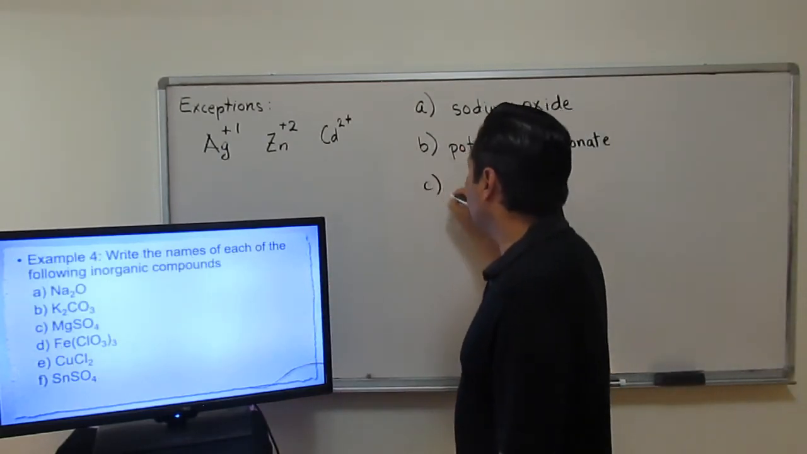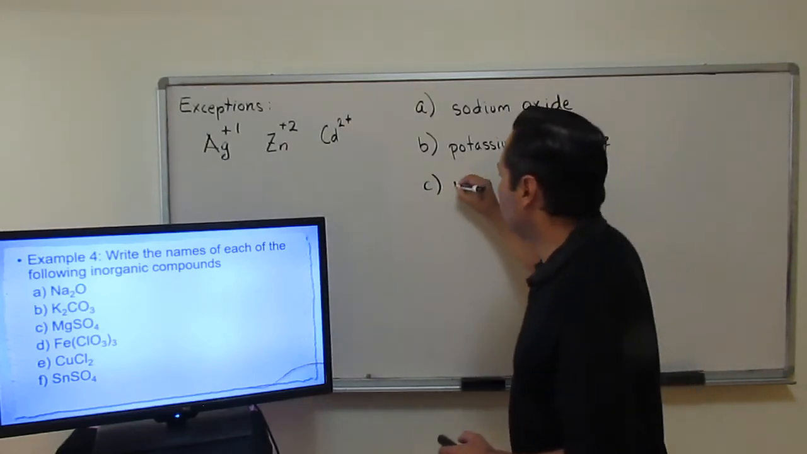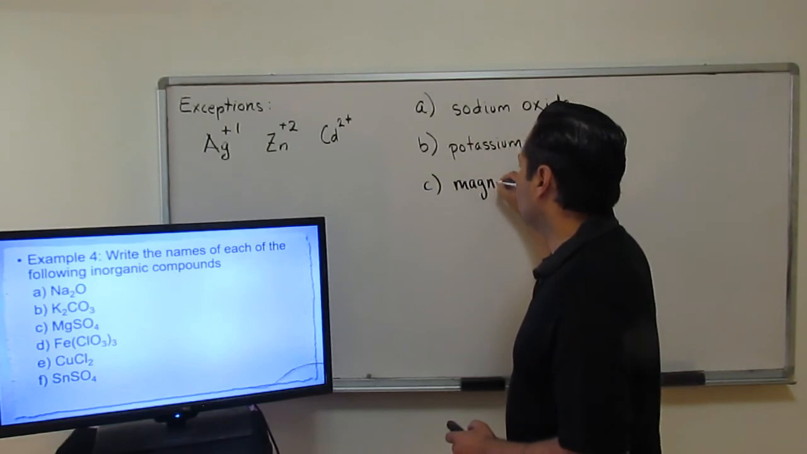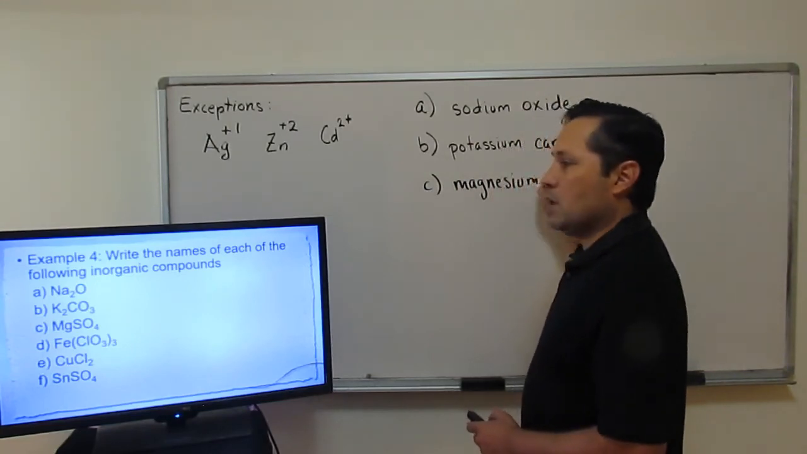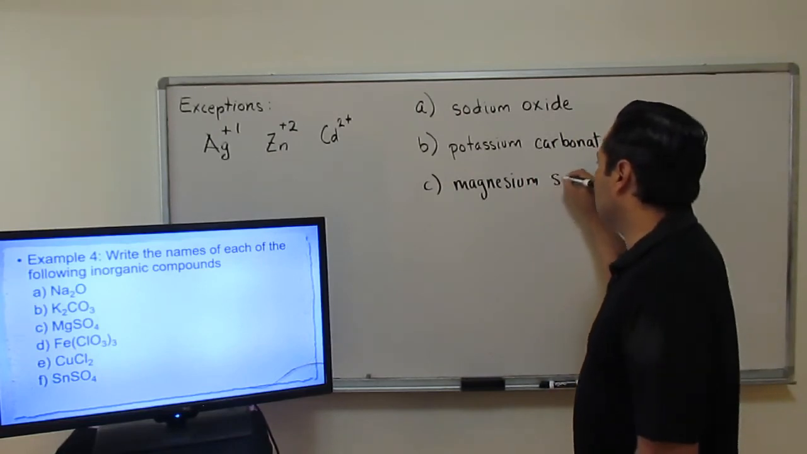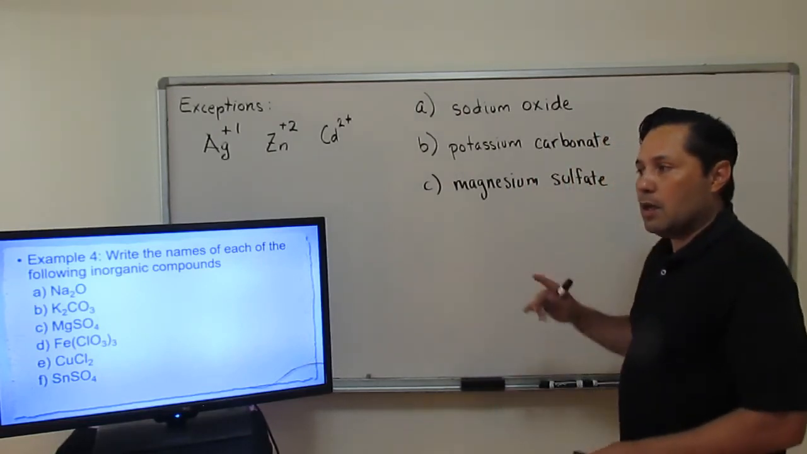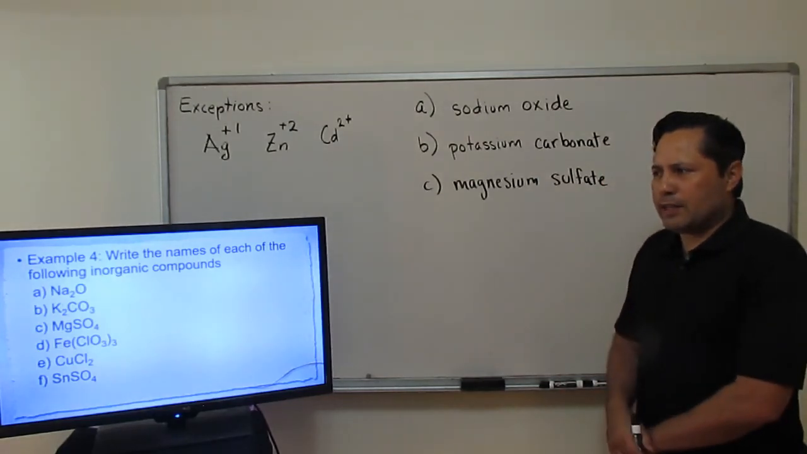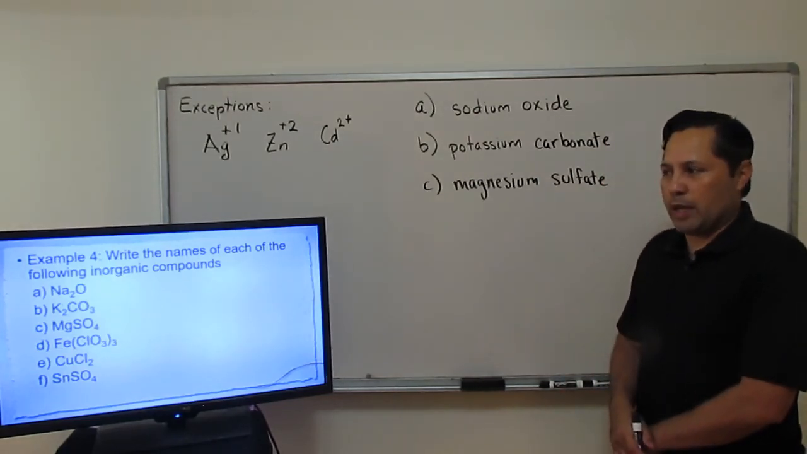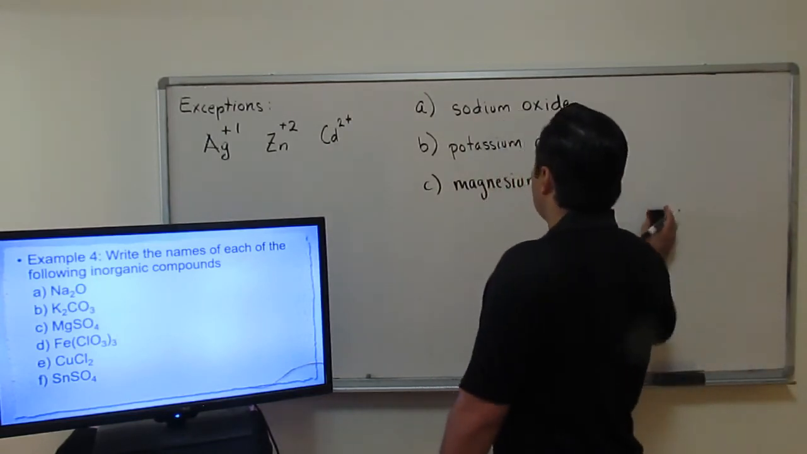MgSO4. Mg is magnesium, no Roman numerals required. SO4 is sulfur with an oxygen, so it's sulfate. Done. Alright, but letter D, that one's going to require Roman numerals, and E and F as well. So, let's go through those guys.